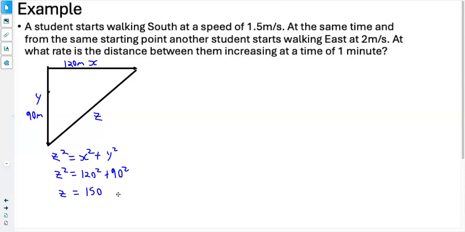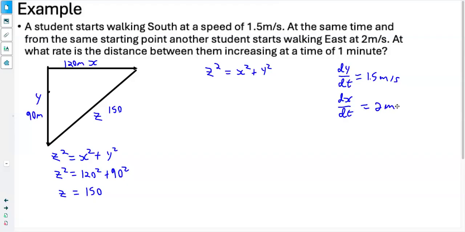And then at this point, we'll once again take this formula. So we've got Z squared equals X squared plus Y squared. And we might as well write out the derivatives that we technically already know. So walking south at 1.5, that was our y. So we know our dy dt is 1.5 meters per second. And how much we're east is 2 meters per second. That's our x. So we know dx dt is 2 meters per second.